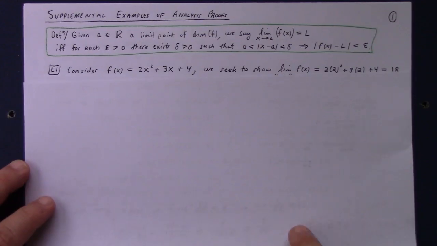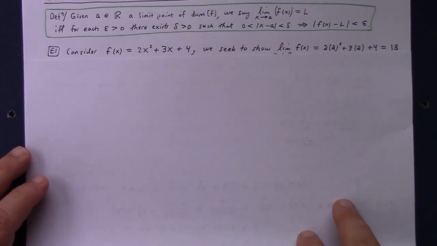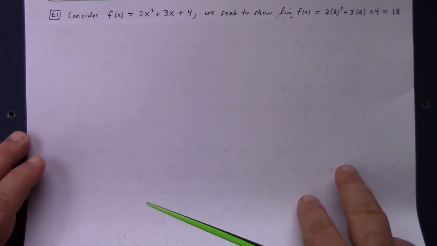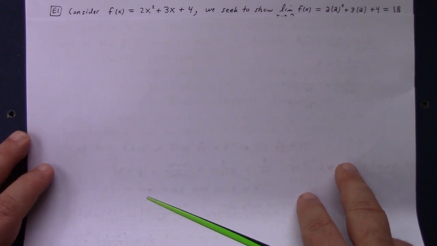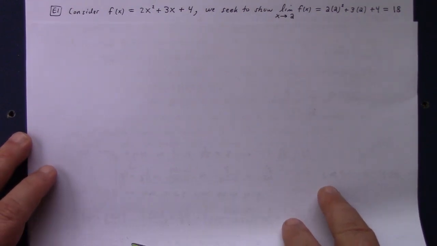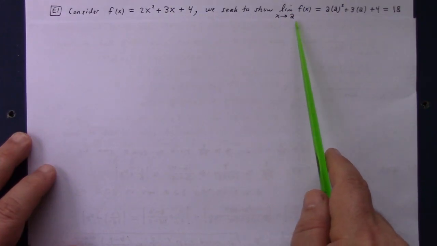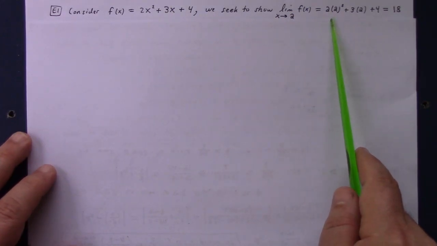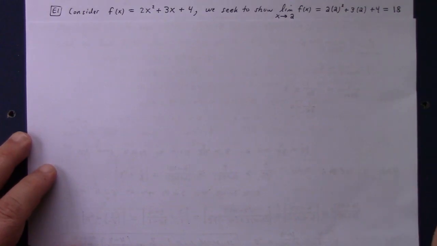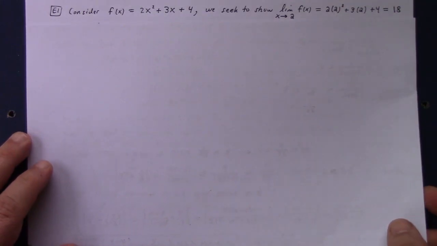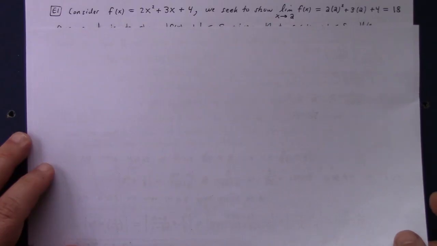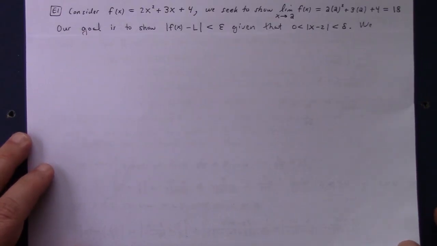Anyway, so let's look at a specific example where we have to prove something using that definition. So here I have f of x is 2x squared plus 3x plus 4, and I want to show that the limit as x goes to 2 of f of x is equal to 18. Of course, you probably derived this back in calculus using limit laws and such, but now I want to show you how to prove it using an epsilon delta proof.